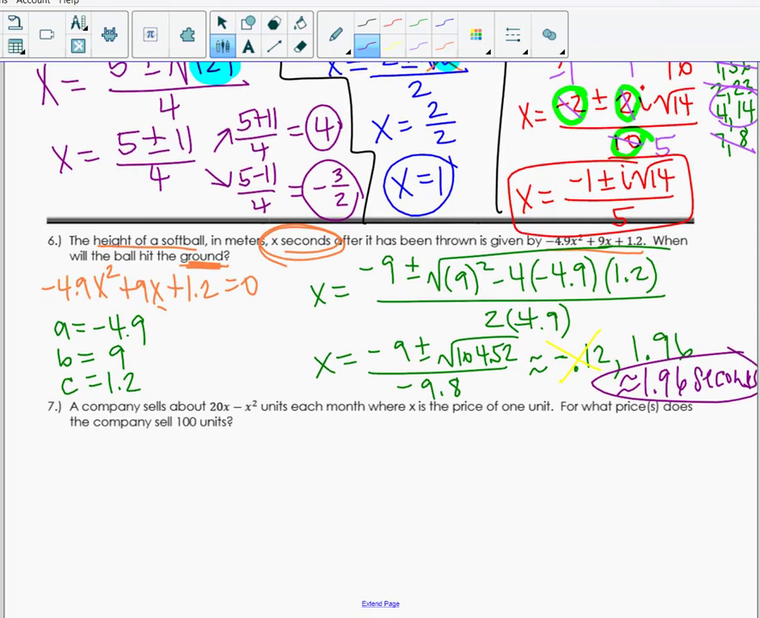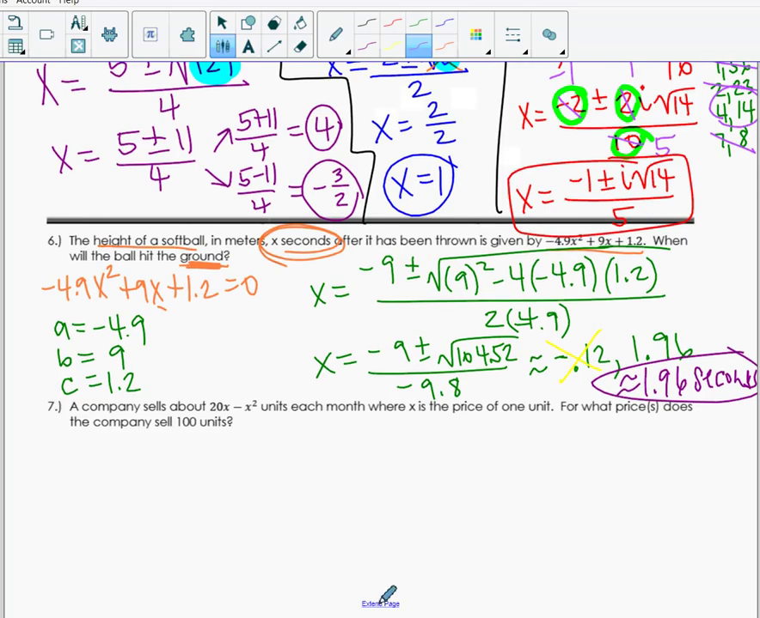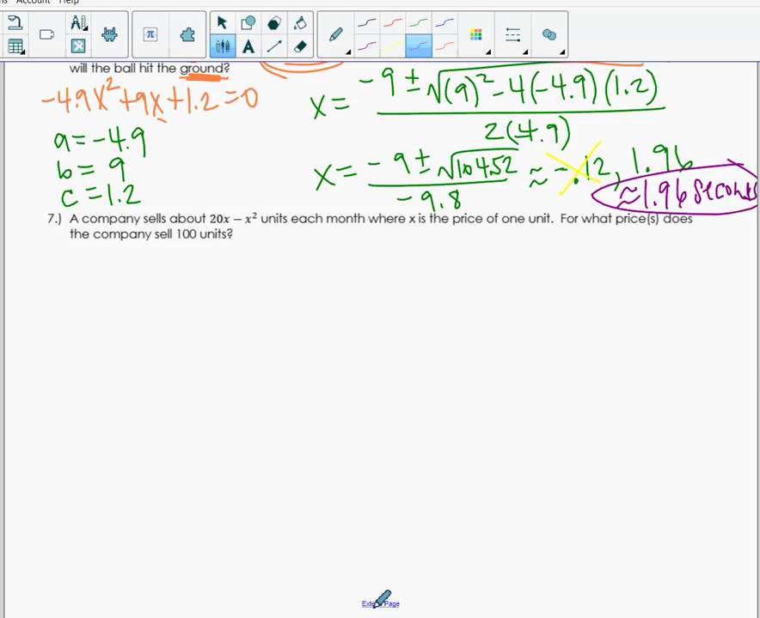All right, last but not least, you have a company that sells about 20x minus x squared units each month, where x is the price of 1 unit. For what prices does the company sell 100 units? Okay, well, it sells this many units. We want to know what the x value is when we sell 100 units. So we're going to take 20x minus x squared and say, okay, when is this equal to 100? What is x? Because x is the price per unit. So what is the price when it's equal to 100?